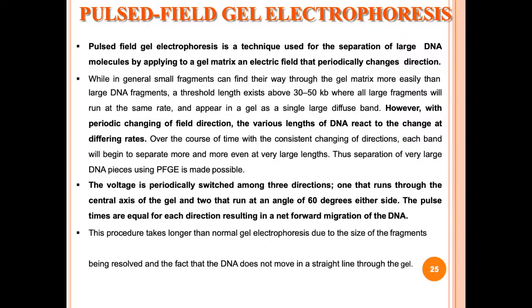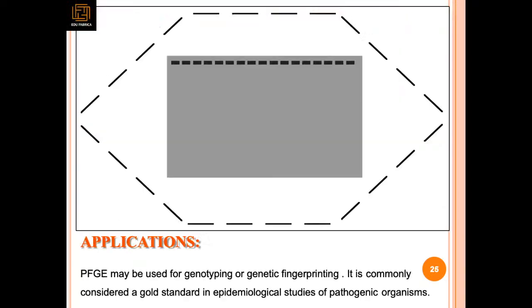Yeah, one on the center and two on the 60-degree sides, and the times are equal for each direction, resulting in the net forward migration of the DNA. So this procedure takes longer than normal gel electrophoresis because of the size of the fragments, but it resolves the DNA that we are looking for very easily.